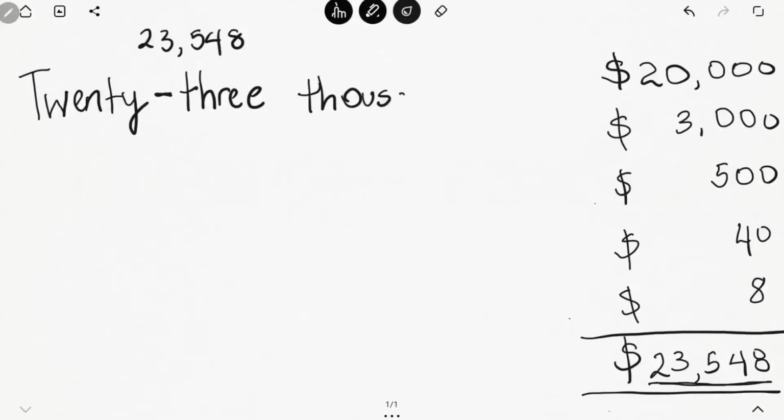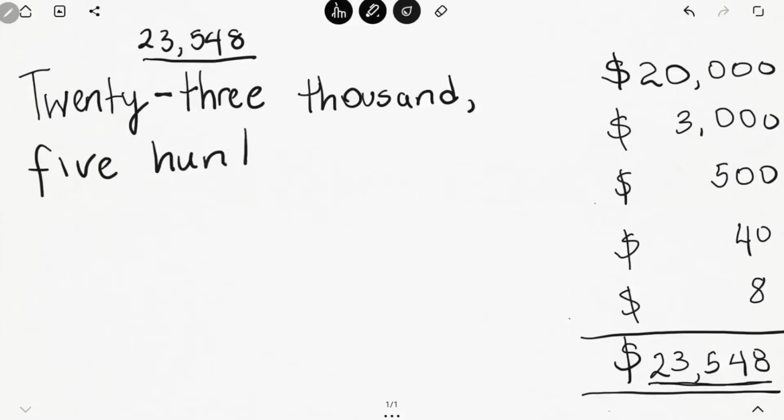So we write 23,000, all right? And after the 1,000, you have to remember to use a comma, just like you did when you were writing the number. 23,000, and now we say 500, okay?